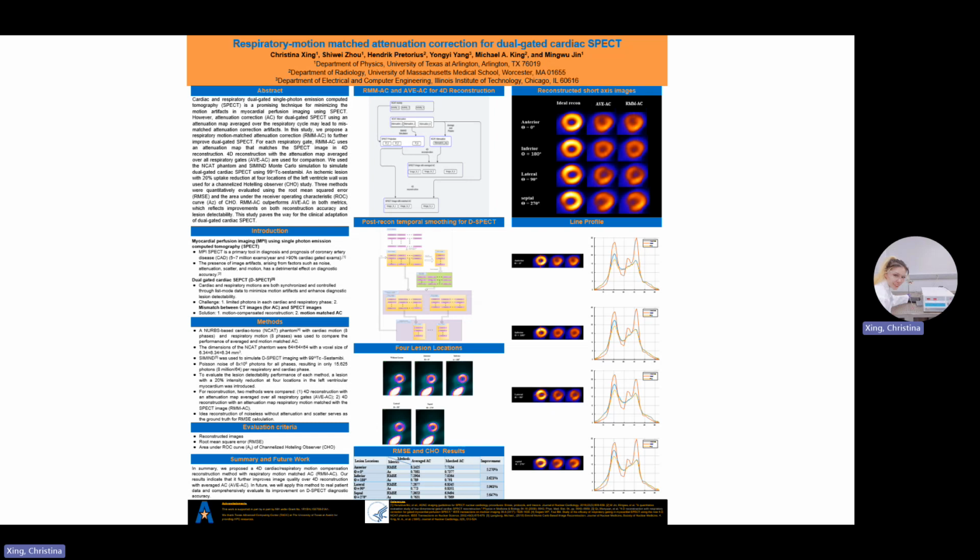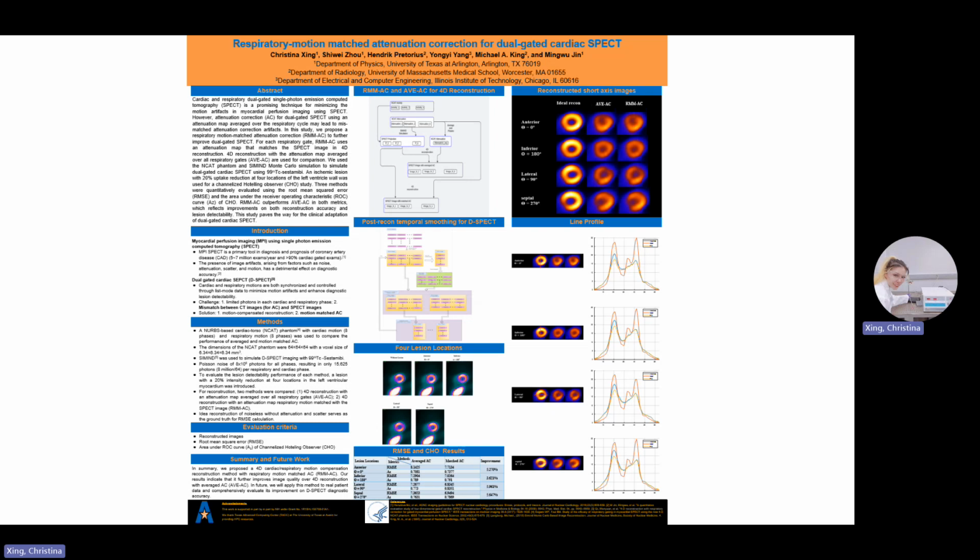To make the difference easier to observe, we draw a line profile across the heart for all cases. To measure the quantitative difference, we calculate the root mean square error and the CHO values for these 4 cases in a table. Overall, our observation indicates that combining both cardiac and respiratory motion contributes to an enhancement in image quality.